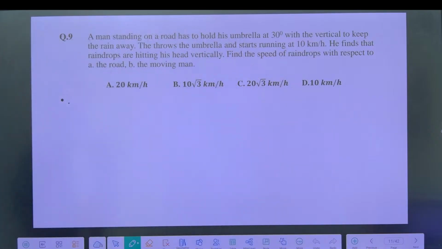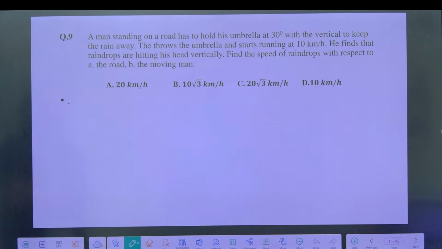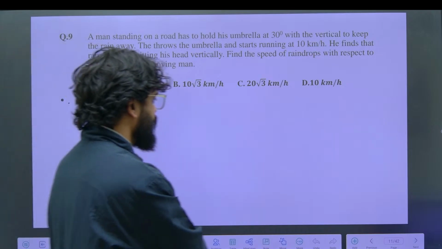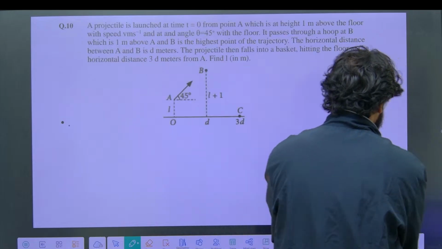Now, question number 9. A man standing on a road has to hold his umbrella. This is relative motion in 2D. We will do it a little later.